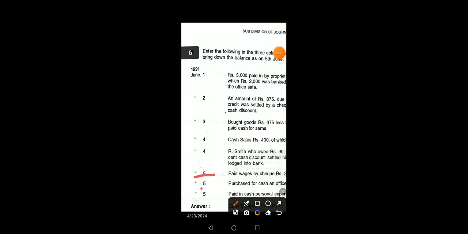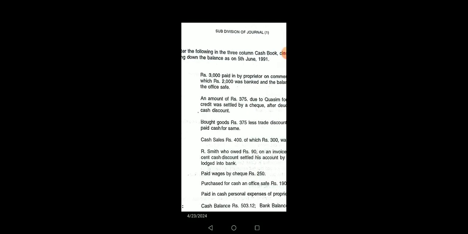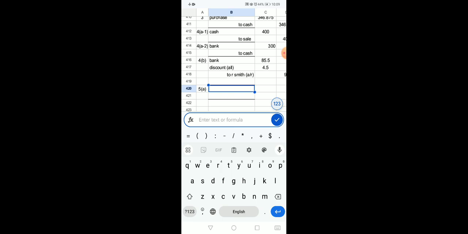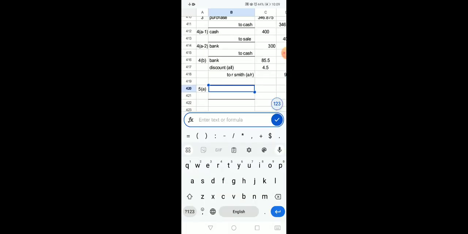Since we have 3 entries related to the 5th of the month, you will write the date as 5A for the first entry. Let's see what the first fifth entry is saying. Paid wages by check. Okay, you are paying your wages by issuing a check. First of all, you are paying wages, it means it's your expense. Expenses should be mentioned on the debit side. The debit side is almost fixed for expenses. The expense you are paying is wages, you can see over here. So you will write wages on the debit side. Why? Because it's your expense.